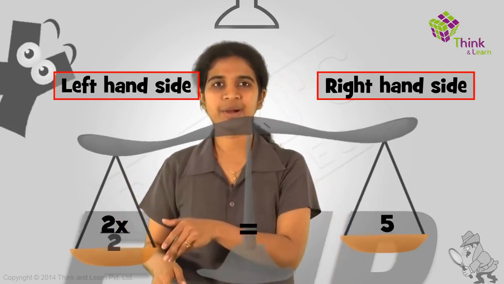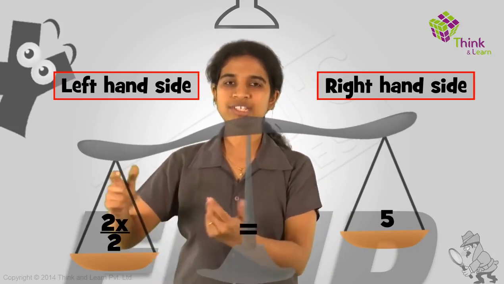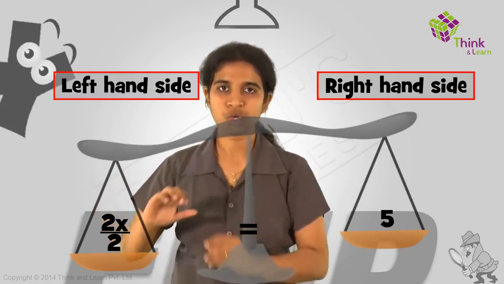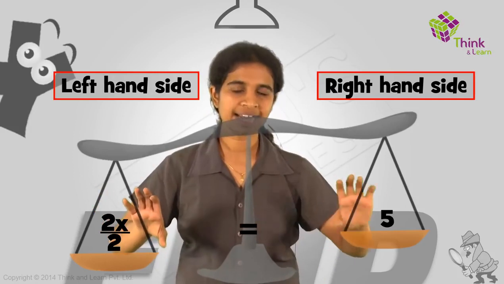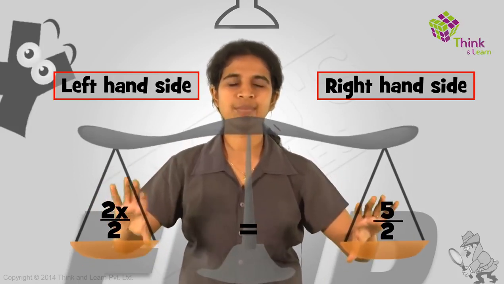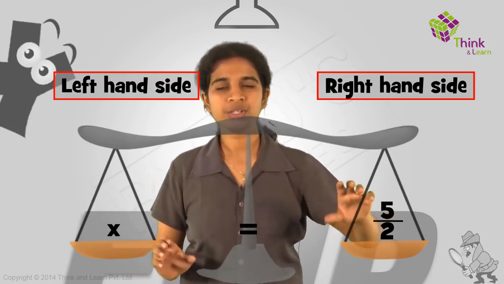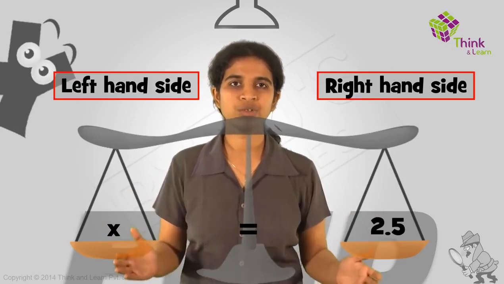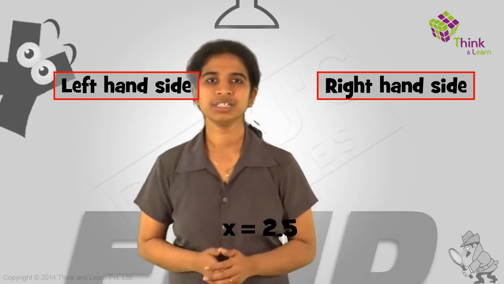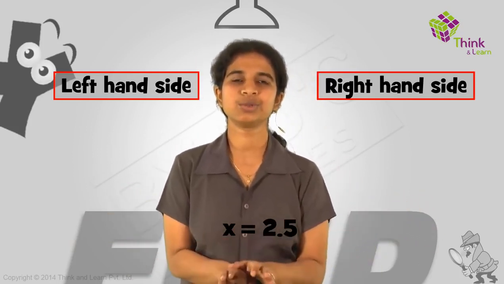How will I get rid of the 2? 2x, if I divide it by 2, which is nothing but multiplying by the reciprocal. 2's reciprocal is 1 by 2. I'm multiplying it by 1 by 2, or dividing it by 2, to get rid of the 2. So if I divide it by 2 here, I'll divide it by 2 here as well. I have 2x by 2, 5 by 2. The 2 gets cancelled. I'm left with x, and 5 by 2, which is 2.5. So x equal to 2.5. That's your answer. As simple as that. It's over. This is all that solving equations is about. There is nothing else to it.